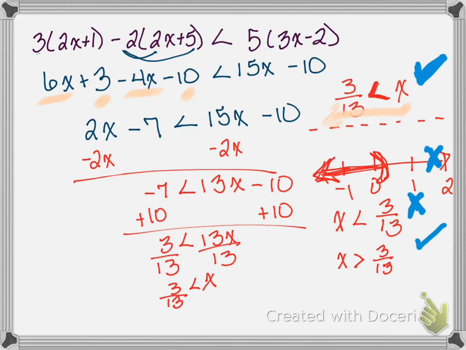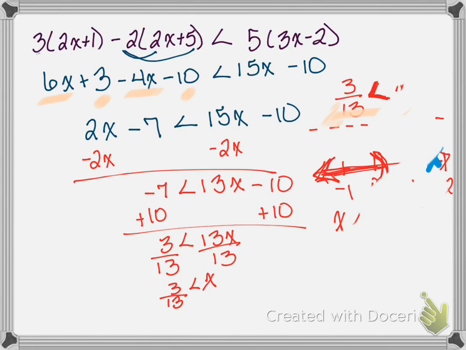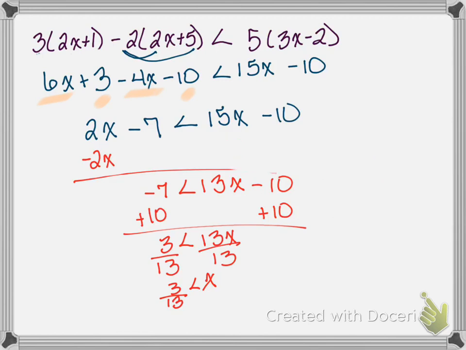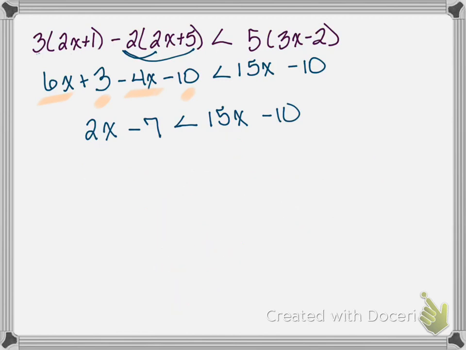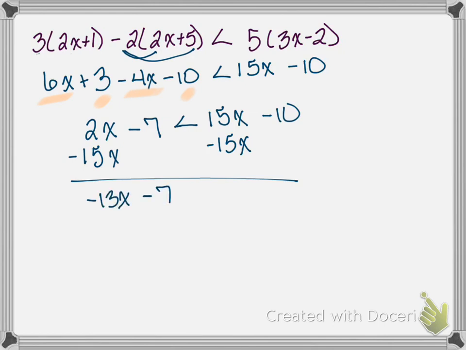So I'm going to erase. Can I erase and go back to 2x minus 7 is less than 15x minus 10? Can I go back? Okay. This is how I recommend that you do it. I recommend that any time that you have variables on both sides of your equation or inequality, that you always move it to the left. Always move it to the left. So I am going to subtract 15x from both sides, even though I'm going to have a negative coefficient. And that's okay. So then I have negative 13x minus 7 is less than negative 10.